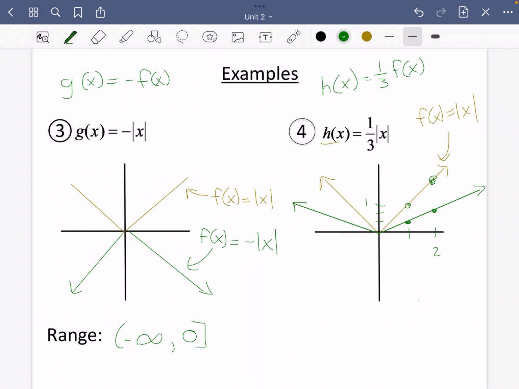All right, in our next video, we will look at putting all of these things together, both the vertical stretches and vertical shrinks, the reflections, and then the shifts left and right. So we will look at some examples in our next video.